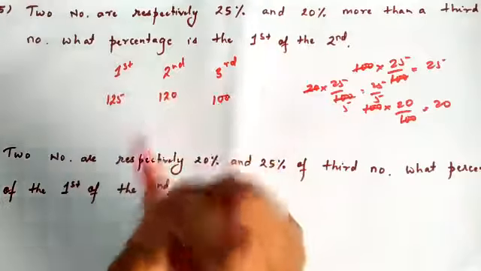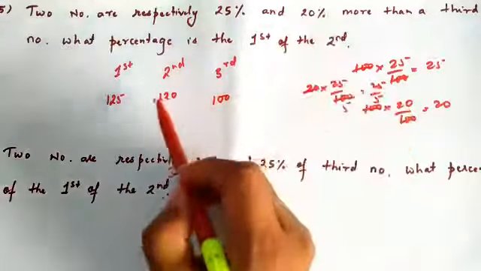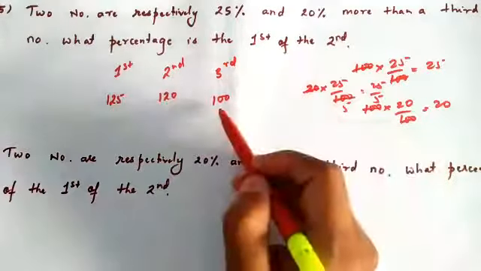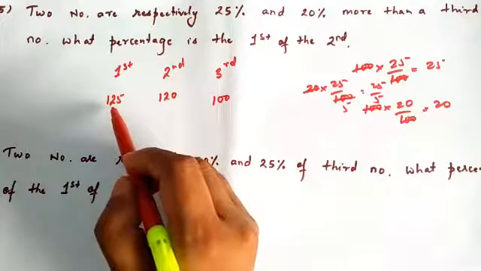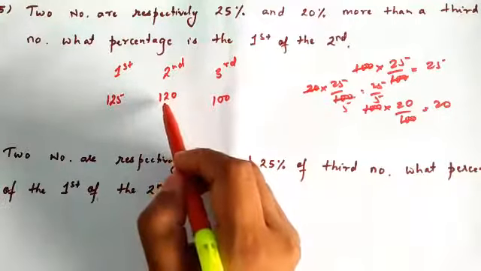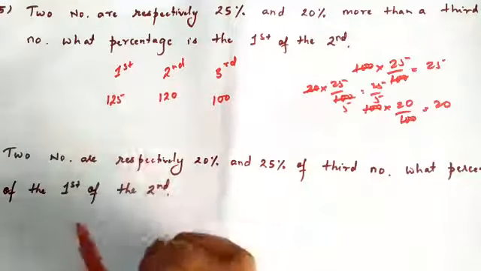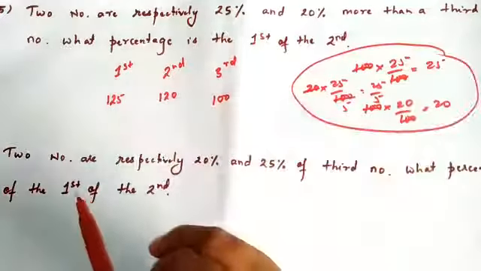Now the statement says two numbers are respectively 25% and 20% more than the third number. So 125 is 25 more than 100, with regard to the third number, and again 120 is 20 more. Okay, so it becomes very easy. You don't have to calculate or find anything of these things, you can put it directly.